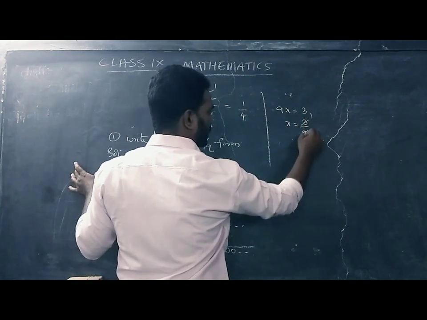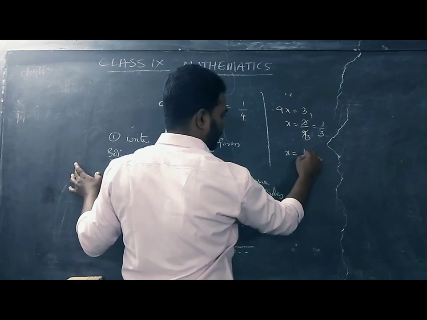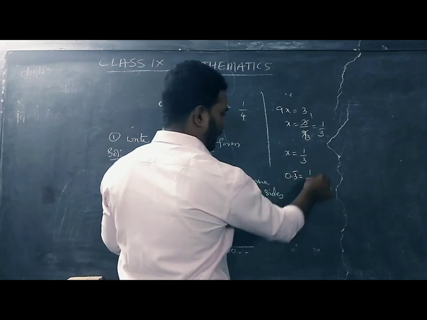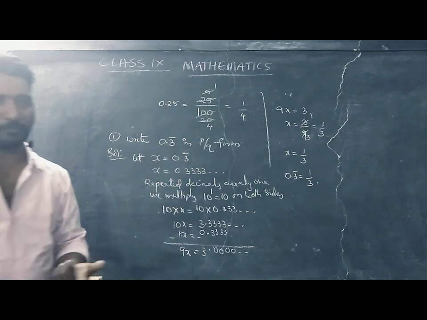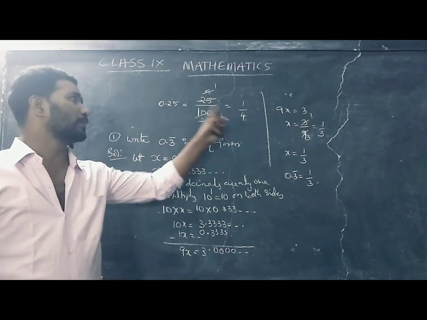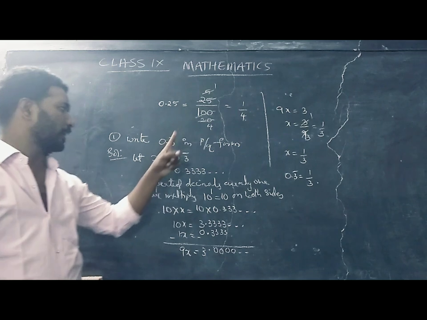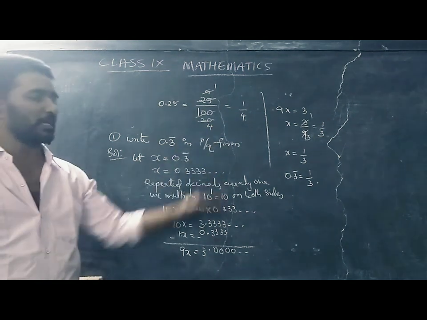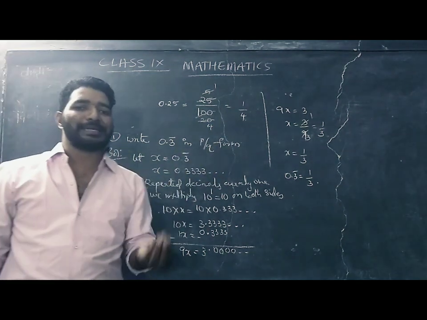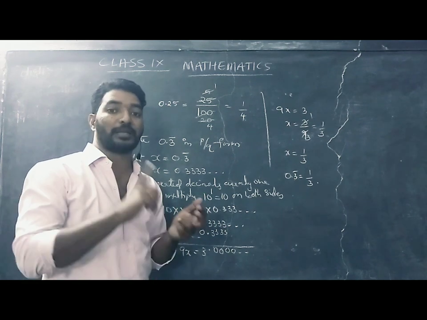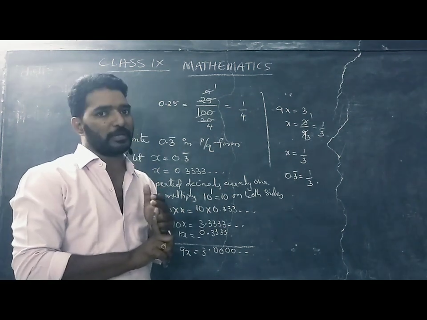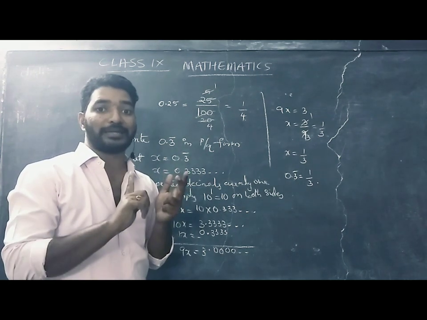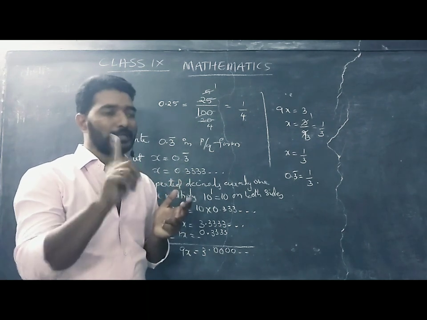3 ones are 3, 3 threes are 9. So 1 by 3. So what is x? x is 0.3 bar. 0.3 bar is the value of 1 by 3. Reversely we did it. So rational numbers can also be written in the form of decimals. Non-terminating decimals also can be written in the form of p by q. So this is possible. All the rational numbers can be written in the form of terminating decimals and non-terminating decimals. Non-terminating decimals will be of two types: non-terminating recurring decimals and non-terminating non-recurring decimals.